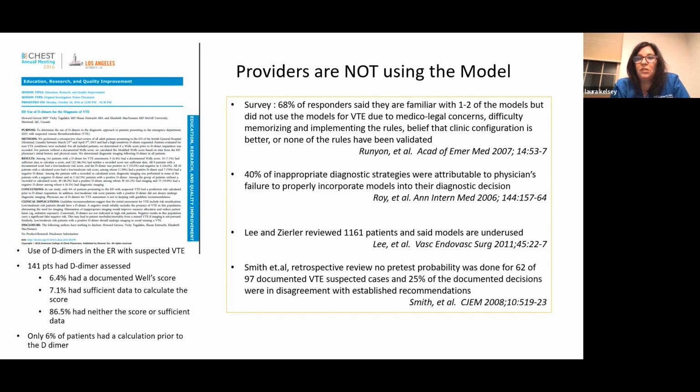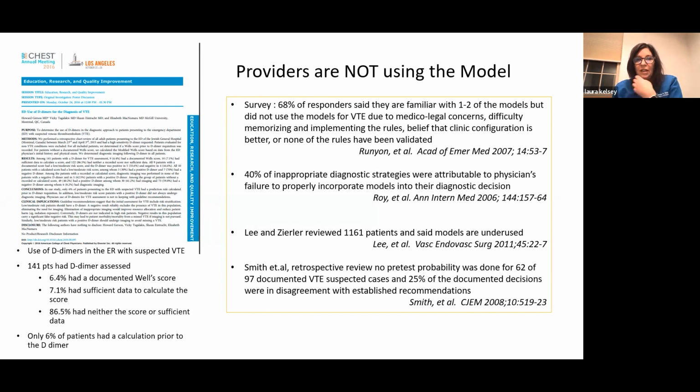Multiple studies have shown that people just aren't using the model. It's cumbersome. They don't know how to use it. They think it's unnecessary. They have medical-legal concerns. Lee looked at 1,100 patients and said these models were underused. Smith also looked at retrospective data on 97 patients with VTE and found that no pretest probability was done for 62 of those 97 patients. So these models just aren't really being used.